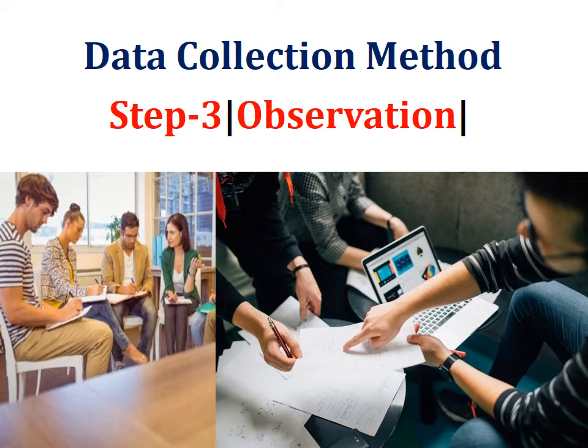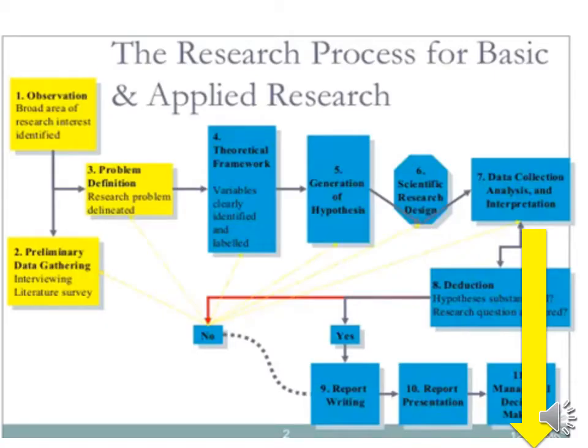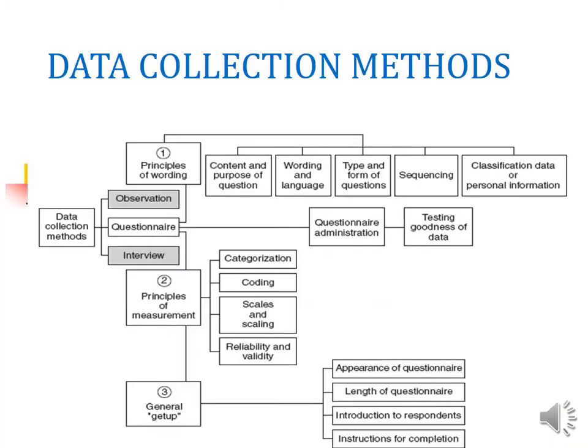Today we discuss the data collection method, step 3, observation. As you know, observation is part of the scientific research design data collection method, and data collection method is part of the basic research and applied research process. You can see here the complete research process for the basic and applied data collection methods. We have three main data collection methods: observation, questionnaires, and interviews.